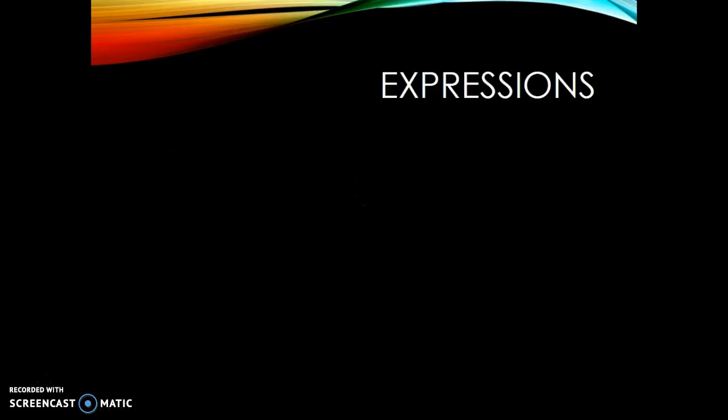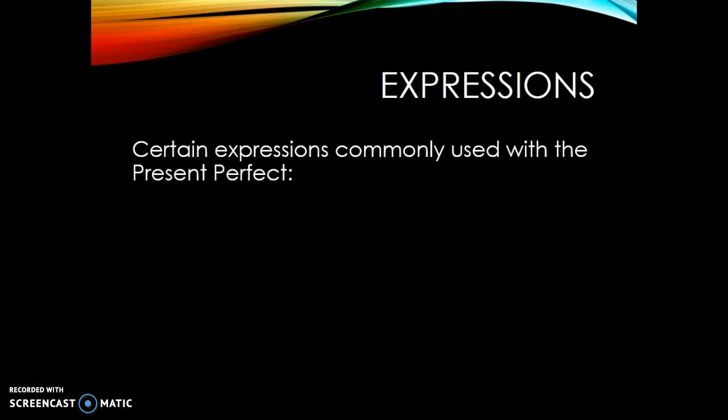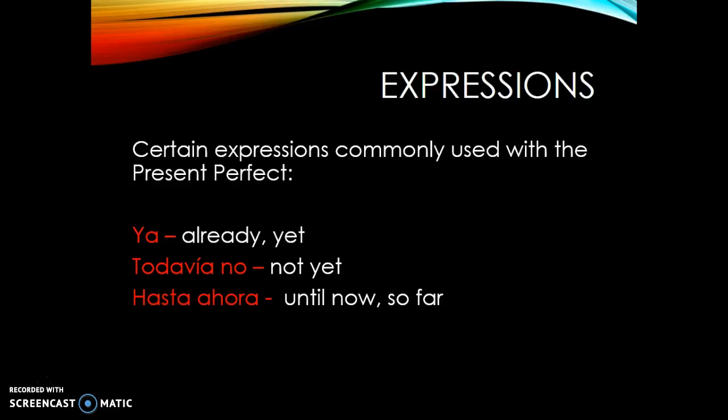Okay, the last note that I want to mention is that there are certain expressions commonly used with the present perfect, and you'll see them come up in sentences when you're using the present perfect. Some of them being the word ya, which means already or yet. The phrase todavía no, which means not yet. Hasta ahora, which means until now or so far. Jamás, meaning ever or never in specific cases. And nunca, also meaning never. So these are certain expressions, only 5 of them, that are commonly used in the present perfect, and you'll see them in sentences. Okay?